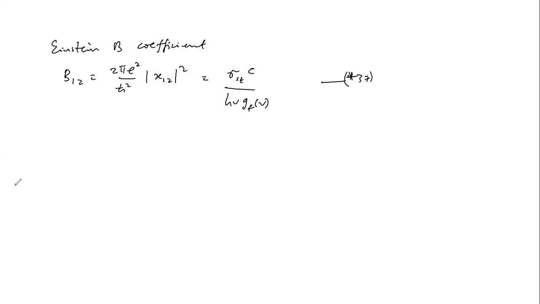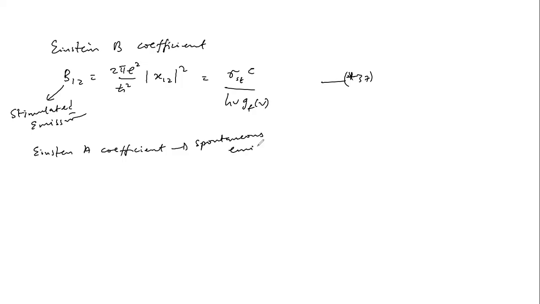Now note that the Einstein A coefficient characterizes spontaneous emission. So this characterizes stimulated emission, while the Einstein A coefficient characterizes the spontaneous emission process. And it has to do with the fact that if an atom is in an excited state, it must eventually drop down to an available lower energy state.